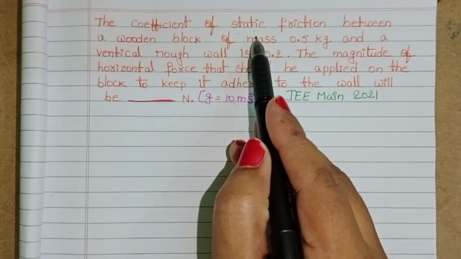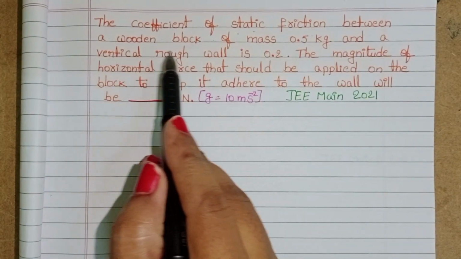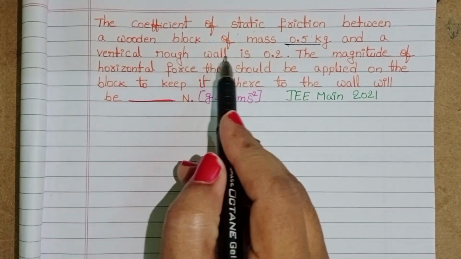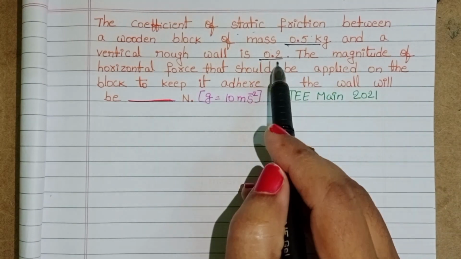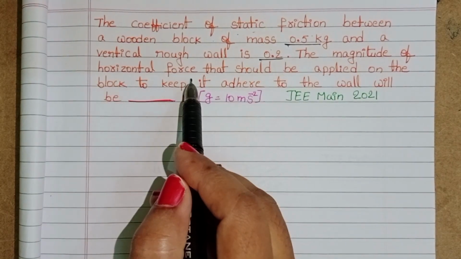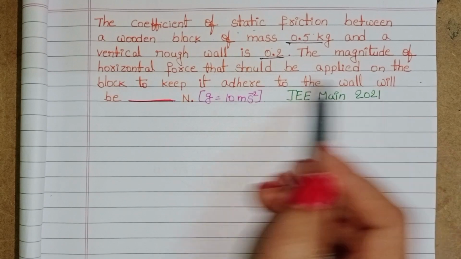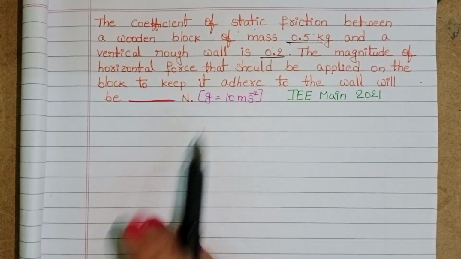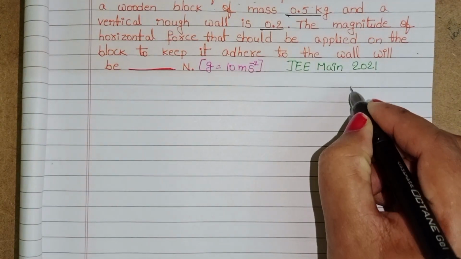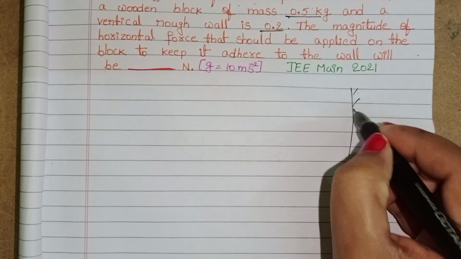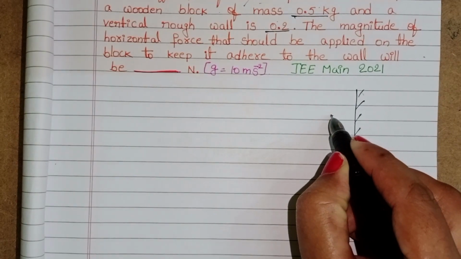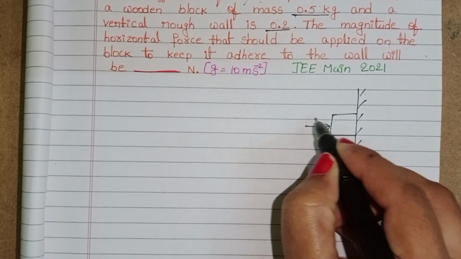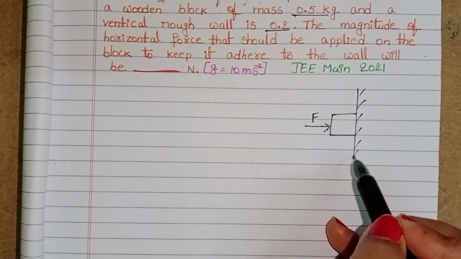The coefficient of static friction between a wooden block of mass 0.5 kg and a vertical rough wall is 0.2. The magnitude of horizontal force that should be applied on the block to keep it adhere to the wall will be. In the given question, a wooden block is placed by applying a force F to the rough wall.